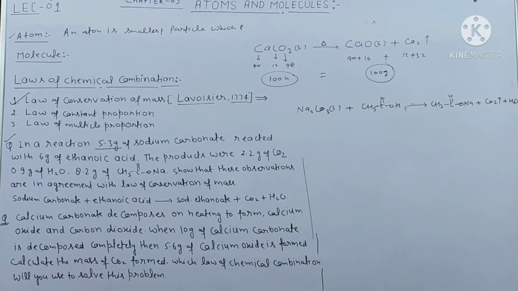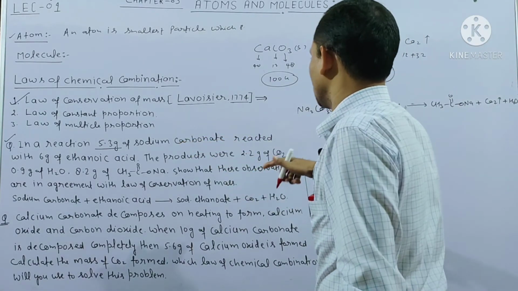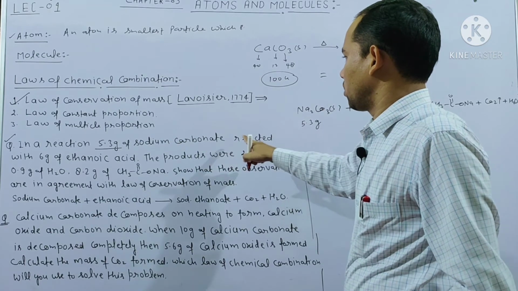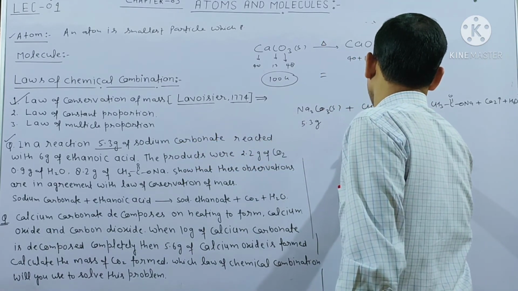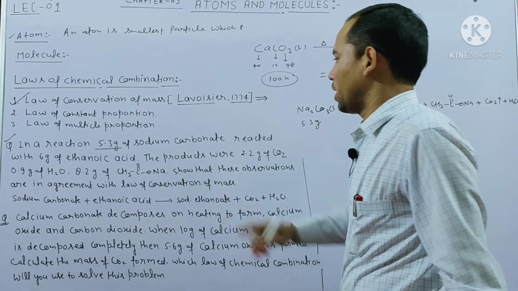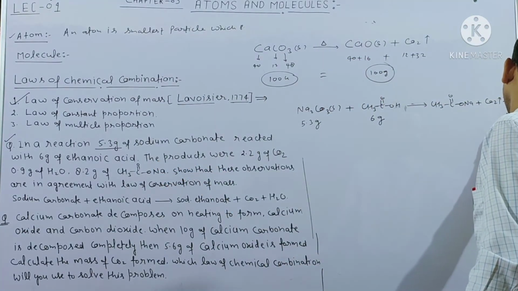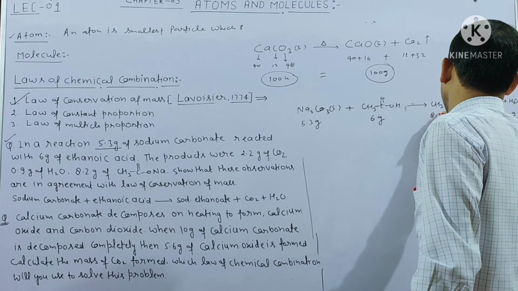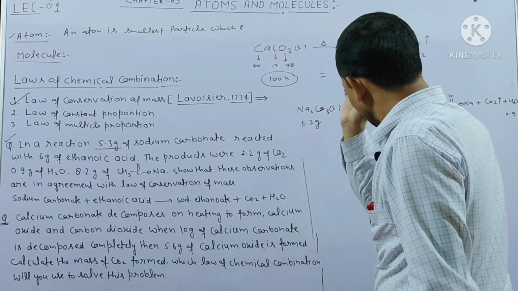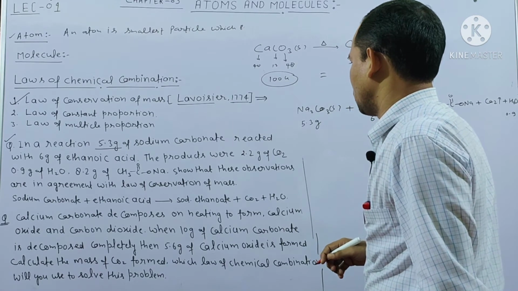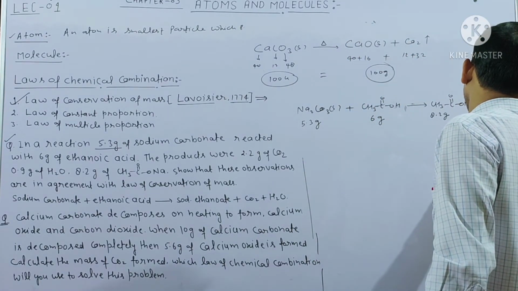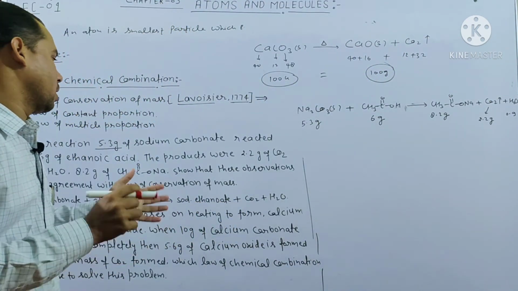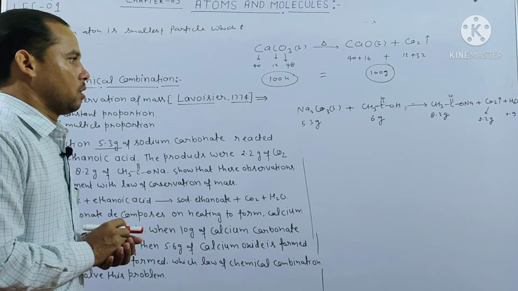तो ये हो गया. अब देखो इसने कहा है कि 5.3 ग्राम ऑफ सोडियम कार्बोनेट, तो इसकी मास ले लिया हमने 5.3 ग्राम. साथ में कह रहा है कि सोडियम कार्बोनेट रिएक्टेड विद 6 ग्राम ऑफ इथेनोइक एसिड. 6 ग्राम लिया हमने इथेनोइक एसिड एंड 0.9 ग्राम ऑफ H2O. साथ में 8.2 ग्राम ऑफ सोडियम इथेनोएट, और 2.2 ग्राम CO2. तो आपको करना कुछ नहीं है, बस ये देखना है कि दे आर इन द एग्रीमेंट विद द लॉ ऑफ कंजर्वेशन ऑफ मास.